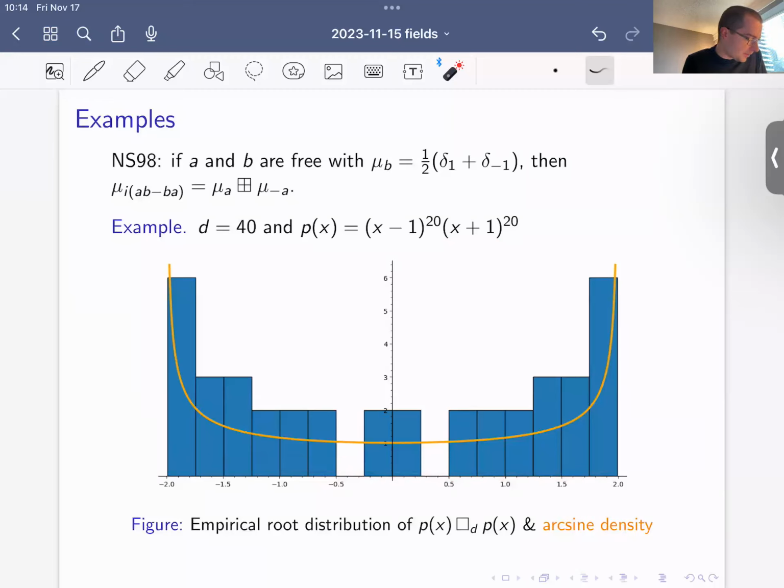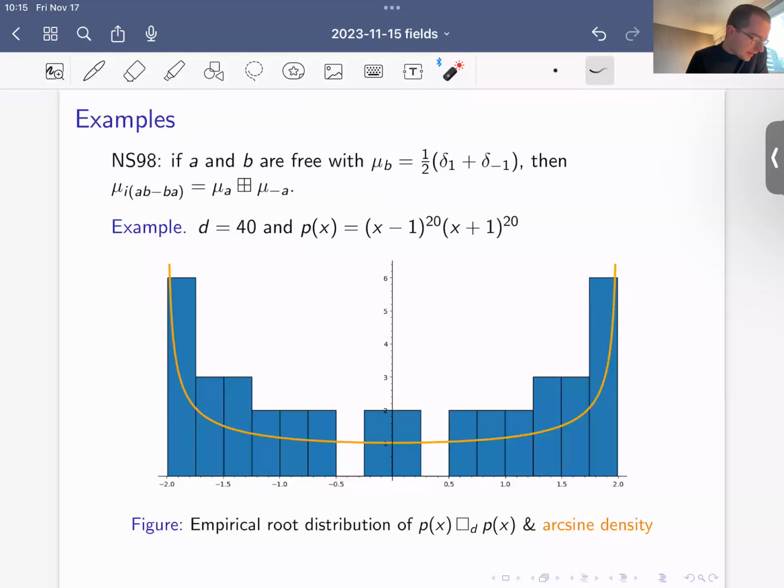And so you can compare that with free probability, right? Because if in this result you also let A have the same distribution as B, then this formula is going to give you an arcsine distribution, right? Because it's just free additive convolution of two Bernoullis, which is arcsine. And so this orange line is the density of the arcsine distribution. So you can see that the root distribution is approximating the arcsine distribution. So this is one example.